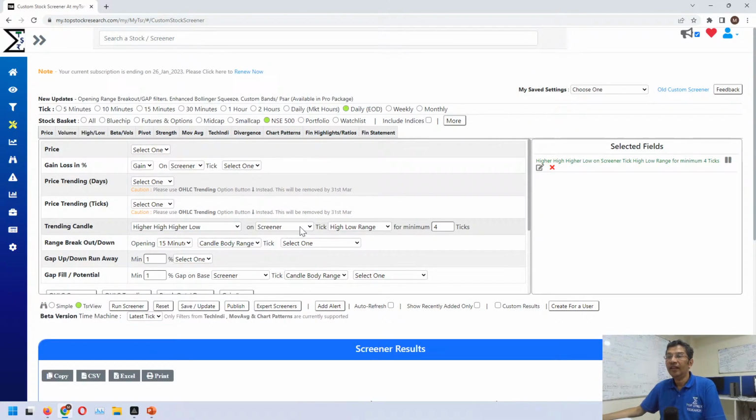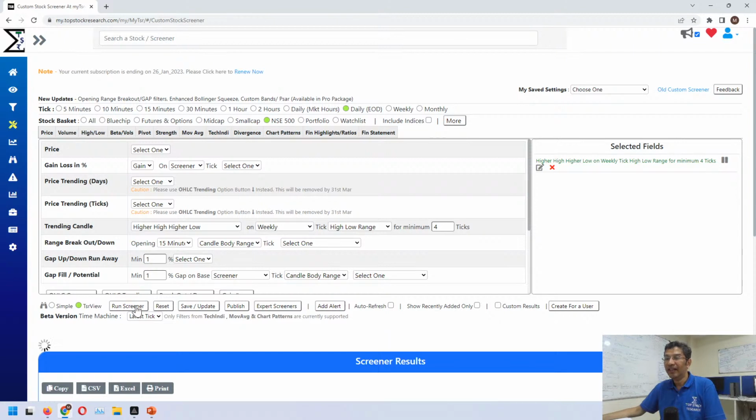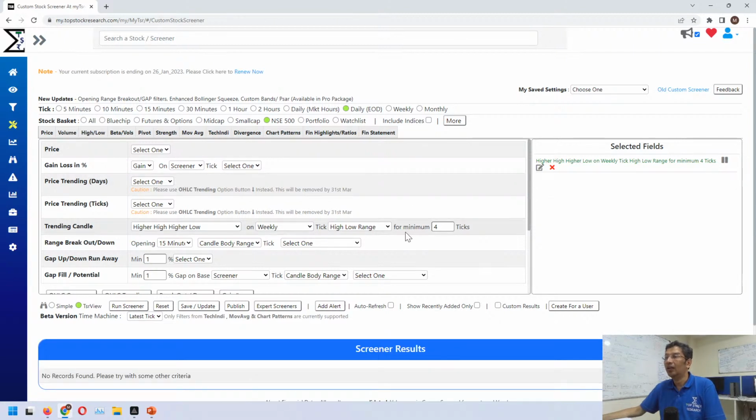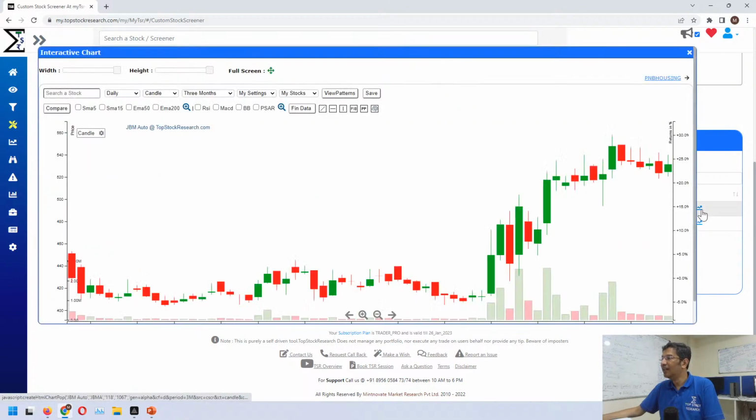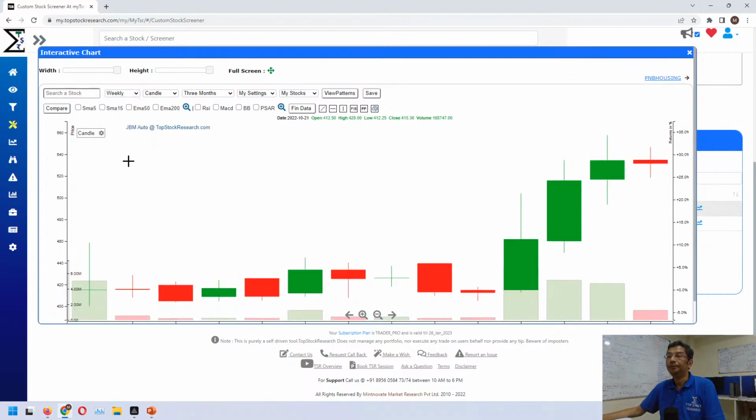So same thing, if you want to look at other candles, let's say on a weekly candle. So let's see if there's any candle, right? So okay, no candle on a weekly. On a body range, let's see, right? So these are two stocks which are trending up on daily as well as weekly, right? So when you look at the weekly chart, these are the stocks which are trending up on a weekly chart also, right? So every week it is making newer highs and newer lows, right?